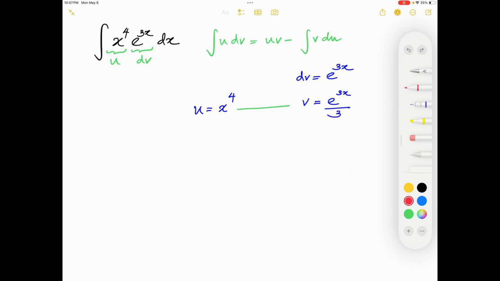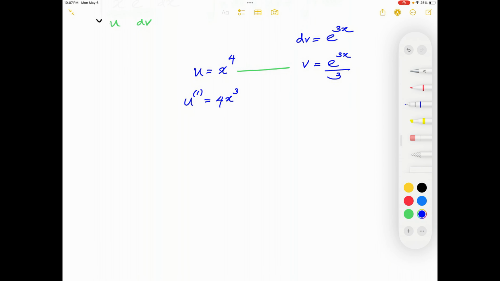Alright, let's start differentiating u. Let me write the first derivative of u as u superscript 1. That will be equal to 4x cubed, which is not a constant. Therefore, I need to differentiate u again, which I will write as u superscript 2. It will be equal to 12x squared. Even that's not a constant, which means I need to keep going. I will find the third derivative of u, which will be equal to 24x. Even that's not a constant. Therefore, I need to differentiate it again, which is going to be the fourth derivative of u. It will be equal to 24.